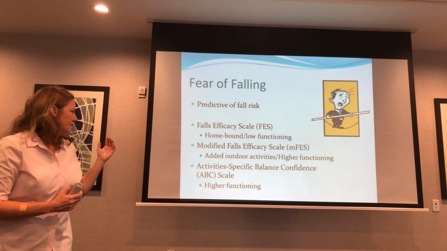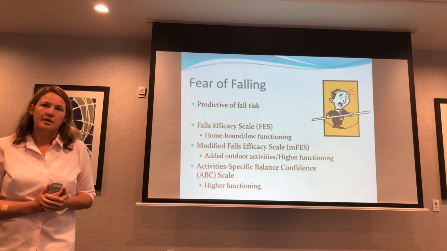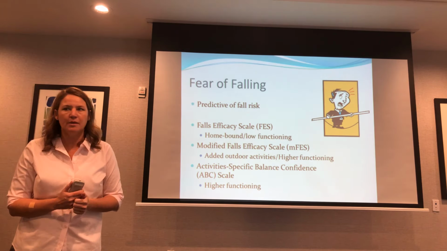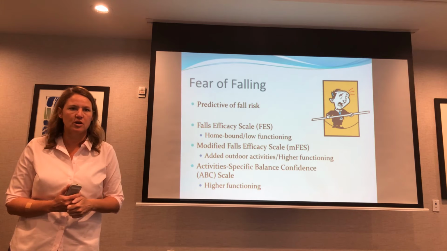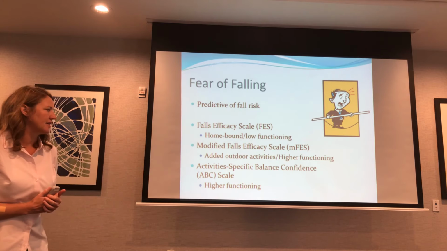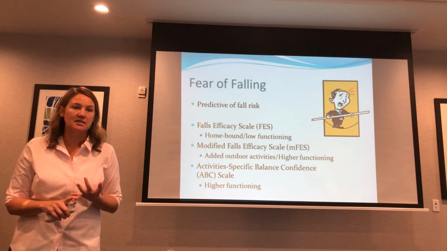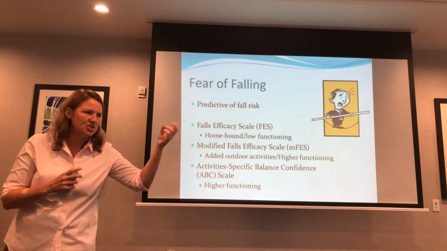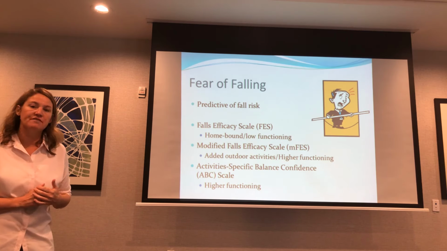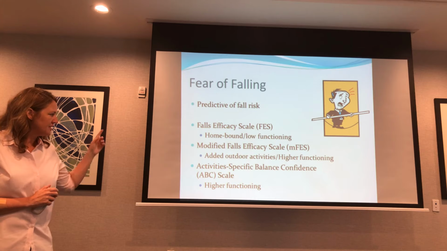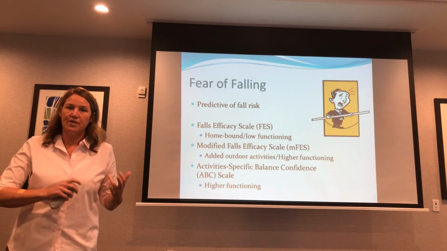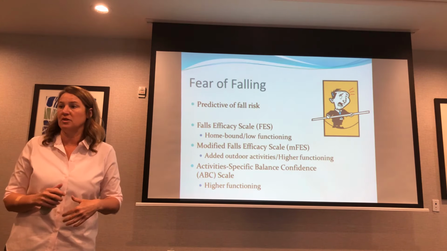But then there's the modified falls efficacy scale, which I presume that somebody had come up with a falls efficacy scale, and then somebody said, this is a great thing, but I want to look at how can they do when they're going outside their house or outside this room. And so they added things like outdoor activities and higher functioning activities, like probably housekeeping and reaching and bending and those kinds of things. And then there's the activity-specific balance confidence scale, which is the ABC scale. It's very similar to the modified falls efficacy scale, so it looks at indoor and outdoor, within a room, within a house, within a community as well.